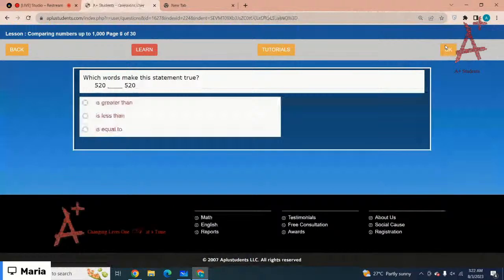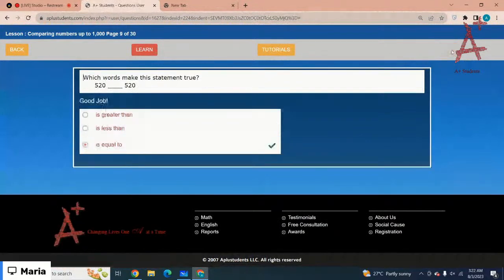Which words make the statement true? The correct option is they are exactly equal. 520 is equal to 520 because the numbers are the same on both sides, right?